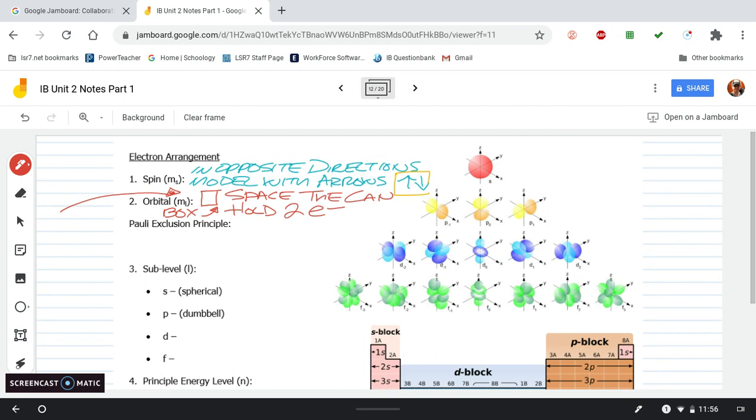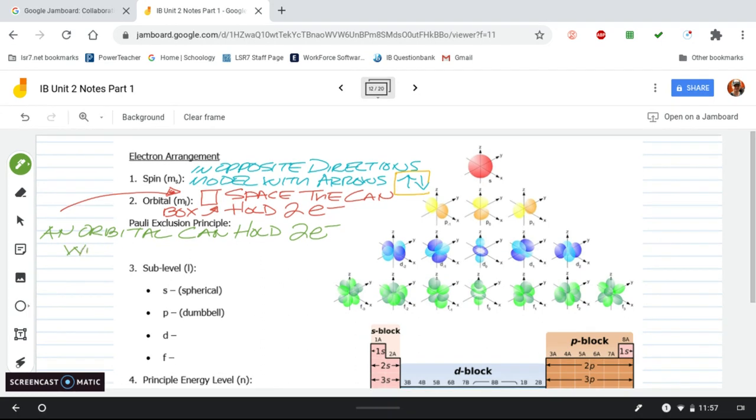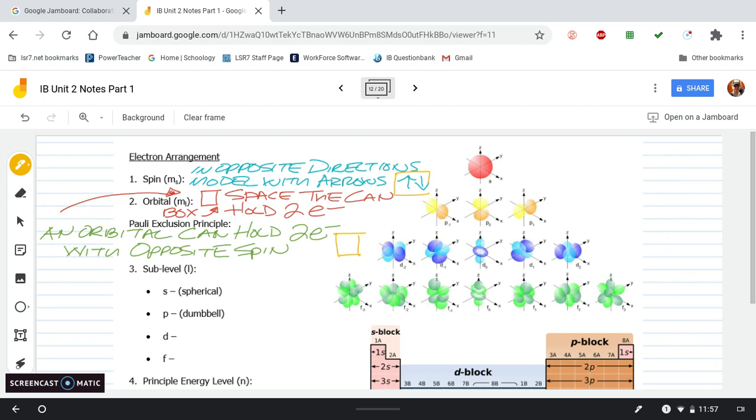And then we get down to some rules. The Pauli exclusion principle basically talks about modeling. It says that an orbital can hold 2 electrons with opposite spin. How do we model that? Once again, we model that with a box. There's your orbital. And in that orbital, we put an arrow up and an arrow down.